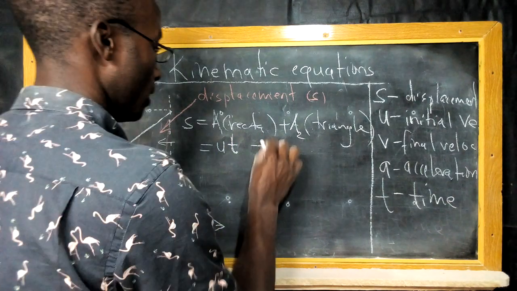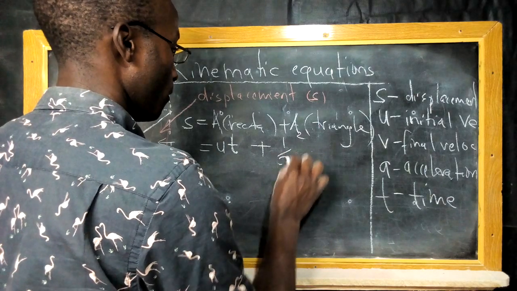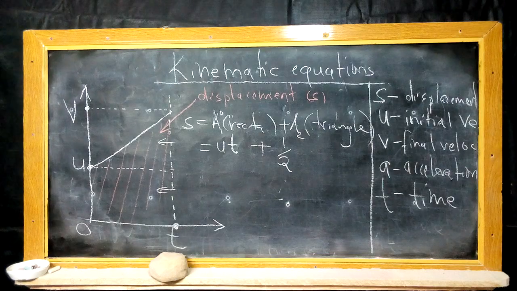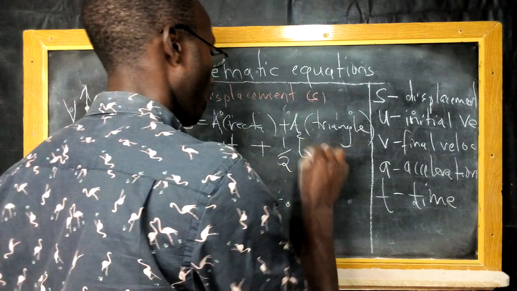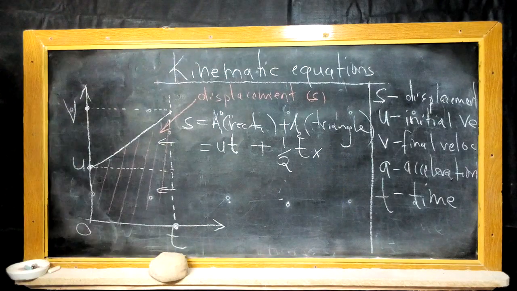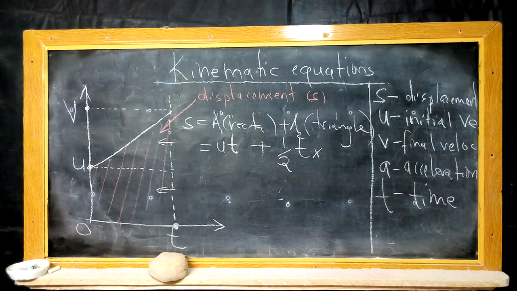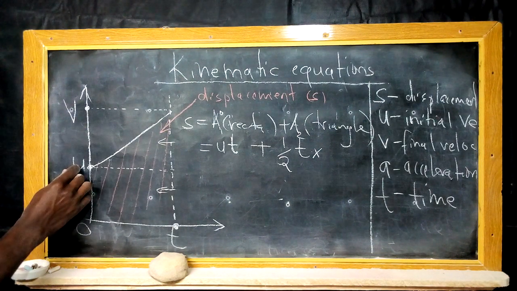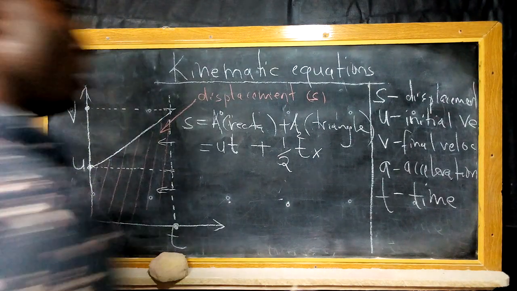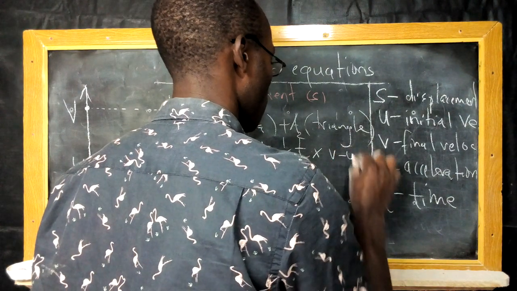And then for this other one, it is a half times base. Base is T times height. The height is V minus U, so the distance between this point and this one is V minus U. So we shall have V minus U.